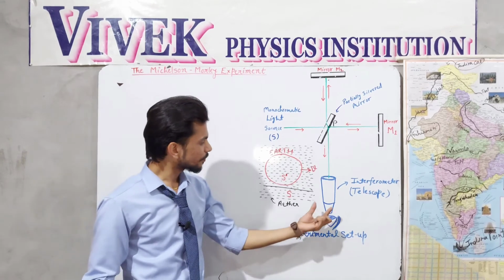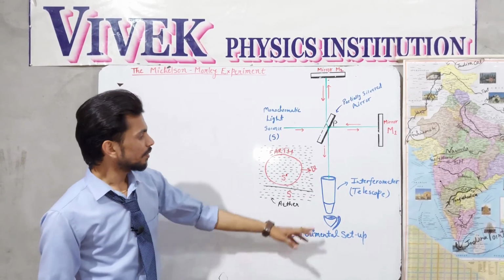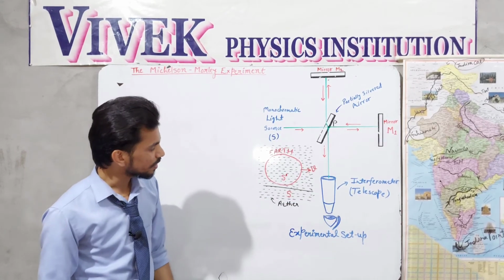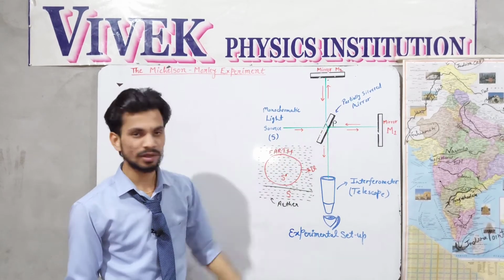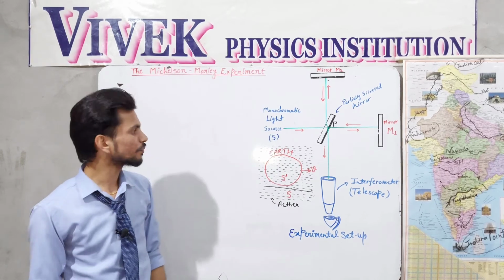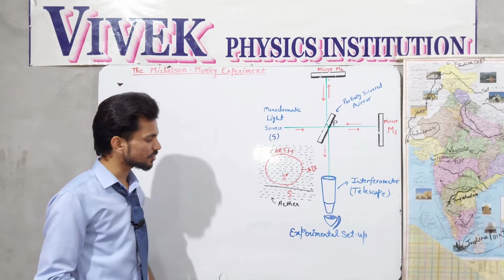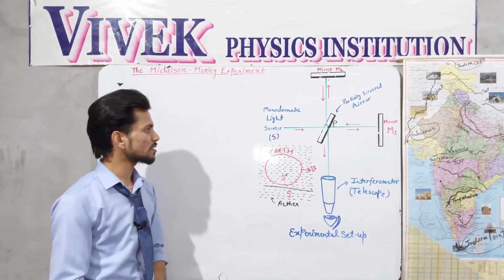Also you can see here an interferometer or telescope I have made. In the Michelson-Morley experiment, the telescope is used to see what exactly is happening at this point P, on the partially silvered mirror. And this is the light source, a monochromatic light source. So what was the mathematical interpretation of this experiment? Let us discuss that.